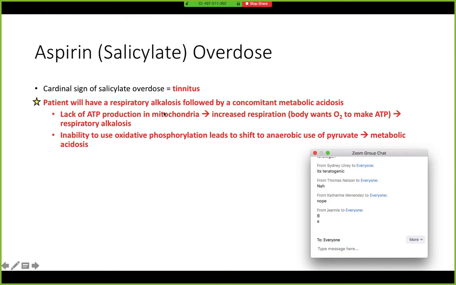So you have a lack of ATP being produced in the mitochondria, which leads to increased respiration because your body wants O2 to make ATP, and this leads to a respiratory alkalosis because you're blowing off all that CO2. And then also you have an inability to use oxidative phosphorylation, so you shift to anaerobic metabolism of pyruvate, and this leads to metabolic acidosis. So just remember, respiratory alkalosis and metabolic acidosis are associated with aspirin overdose.